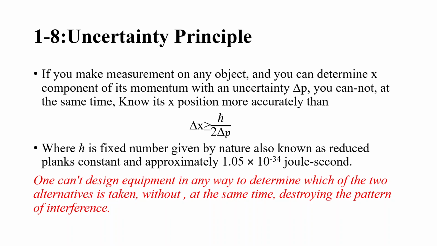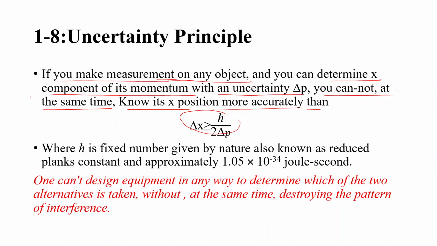This is, I think, our second last or last topic, which is the uncertainty principle. I think you might have heard about it. So I'm just reading the statement. If you make a measurement on any object and you can determine the x component of its momentum with an uncertainty of delta p, you cannot at the same time know its x position more accurately than this factor.